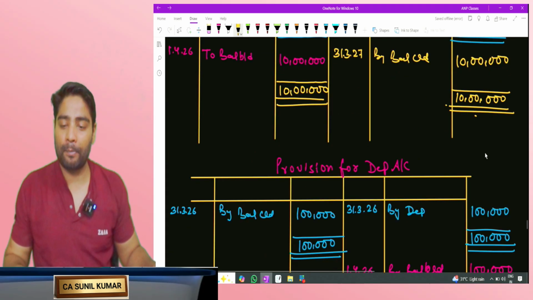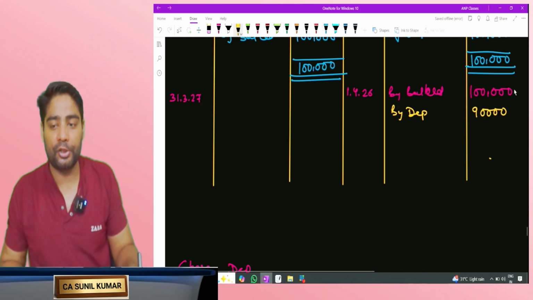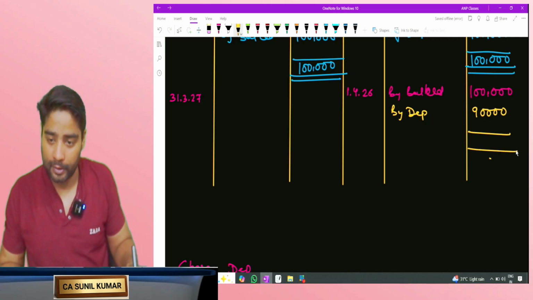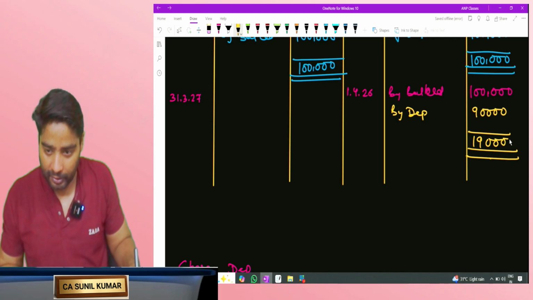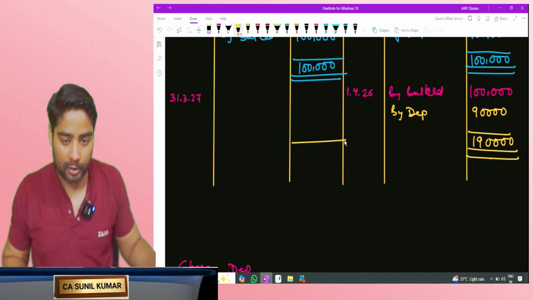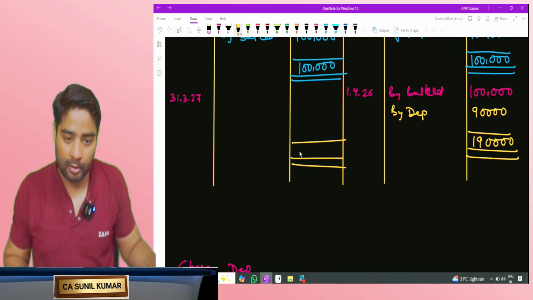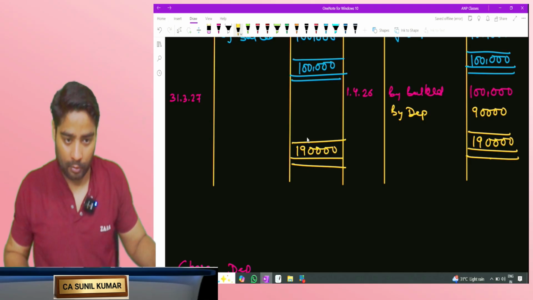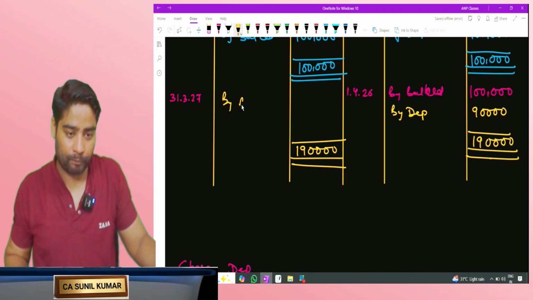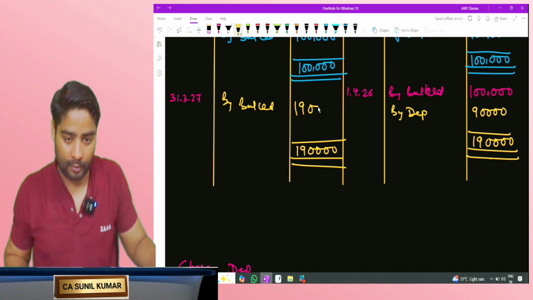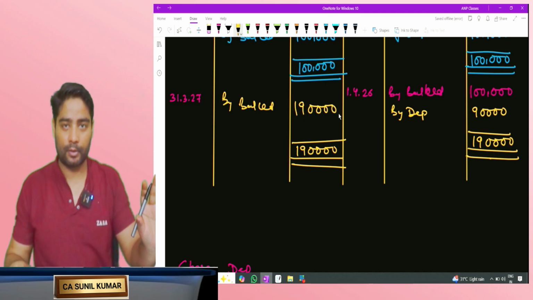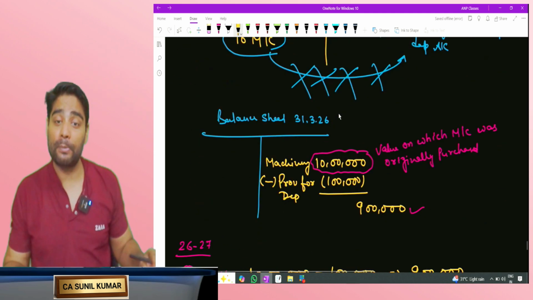Now, in provision for depreciation, sir, the first year depreciation was 1 lakh. Now depreciation is 90,000. Total is 1,90,000, and there is no amount debited on this side. Therefore, the balance, by balance c/d, will be 1,90,000. Clear? Now we shall prepare the balance sheet.